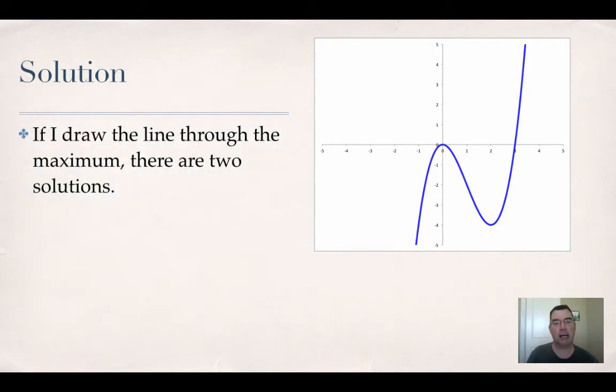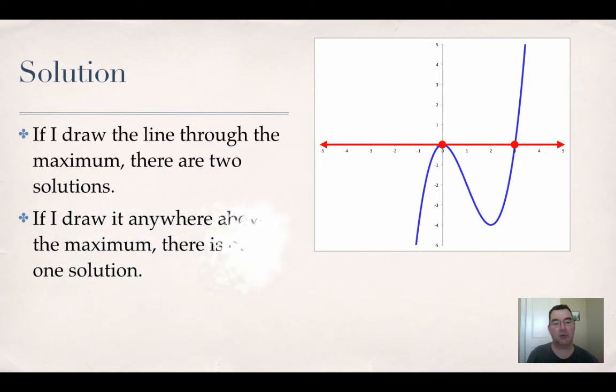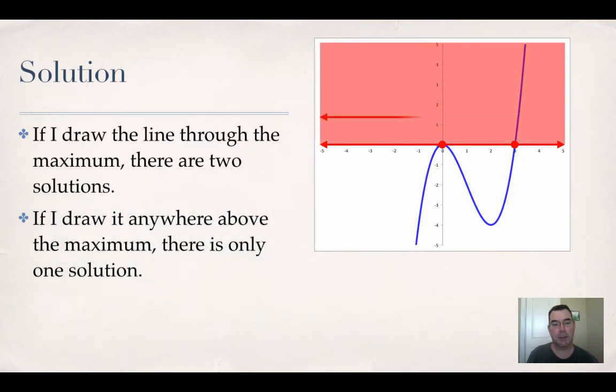If I draw a line that goes through that maximum at the origin, then there's going to be exactly two solutions. There's two places where that horizontal line crosses the blue curve. So I don't want that point. And if I draw it anywhere above the maximum, then I'm only going to get one solution. So you can see as that horizontal line travels up or down above, in that red shaded area, I can only cross the curve exactly once.